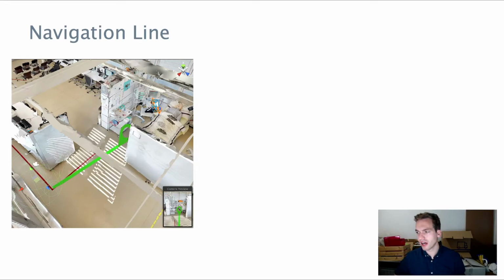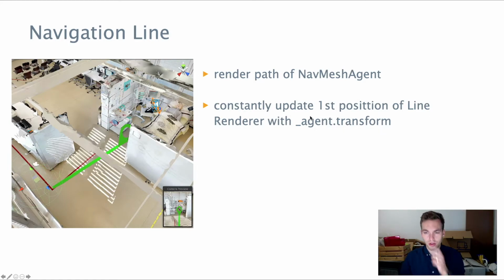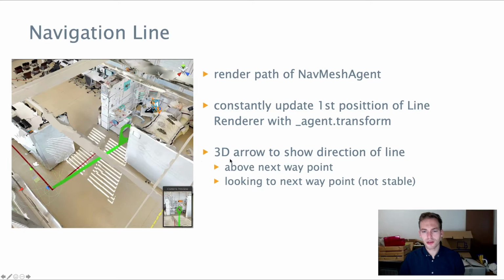Then the navigation line is done by rendering the path of the NavMeshAgent. The NavMeshAgent is always calculating the fastest line, and we simply render this. The first position of the line, here's a typo, is always the NavMesh transform, so you always have to update this. Then the 3D arrow to show the direction of the line is always on the next path, on the next waypoint, and it looks to the next waypoint.